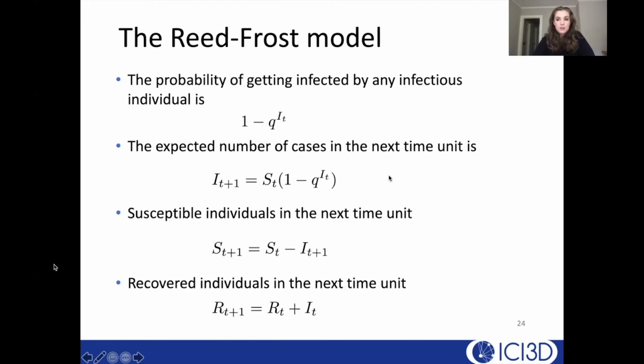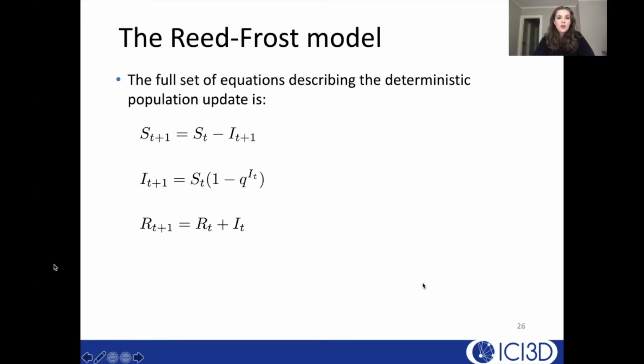And we also need to update our other state variables. So the number of susceptible individuals in the next time unit is the current number of susceptibles minus the number of new infections. And since we have the non-overlapping generations, recovered individuals in the next time unit, R sub t plus 1, is the current number of recovered individuals plus the number of individuals that were infectious at that time. So we have the full set of equations oriented in the way that we're most familiar with in this course.